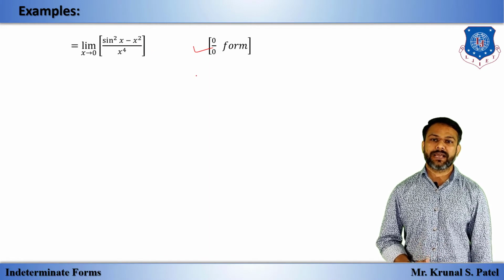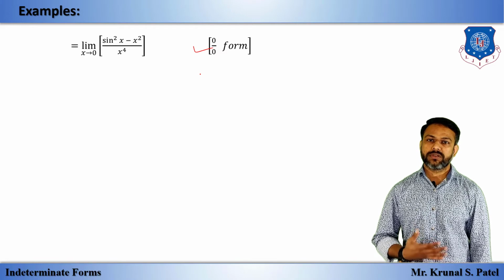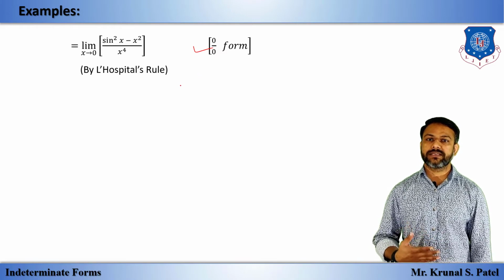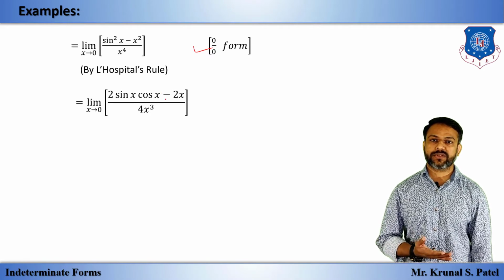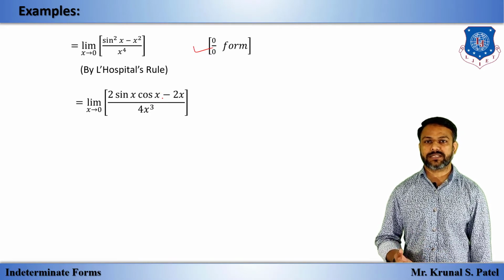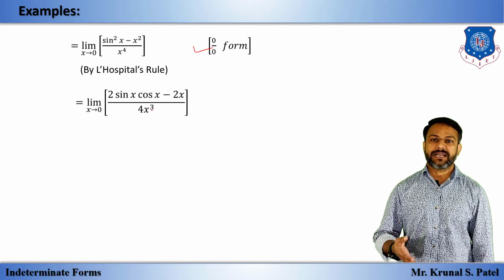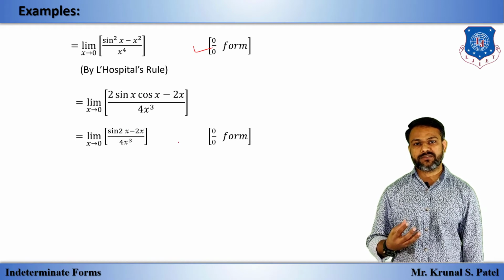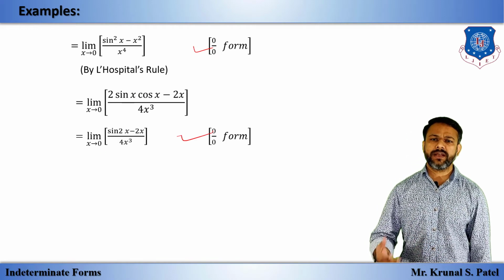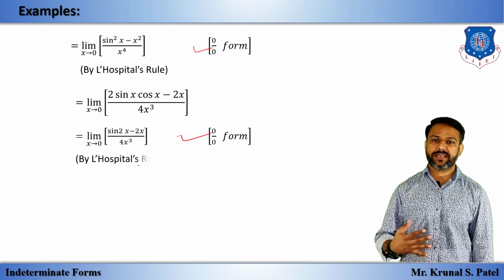And now by applying L'Hopital rule, carry on with the same flow as we have seen in previous lectures. Differentiation of sine square, differentiation of x square, differentiation of x to the 4. Then by simplifying we have this form. If we put x equal to 0, we have 0 by 0 form. Again apply L'Hopital rule, we have this.